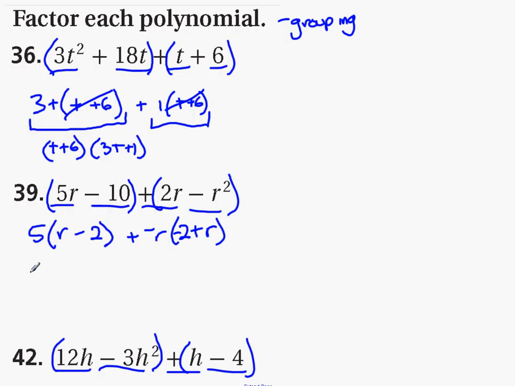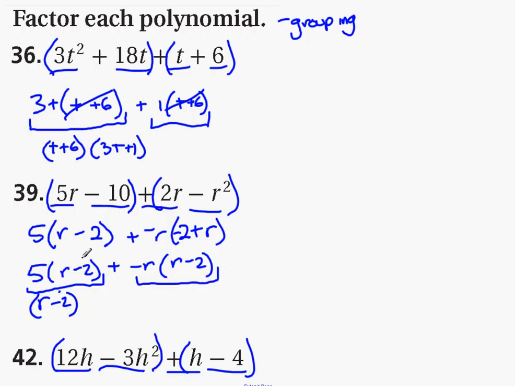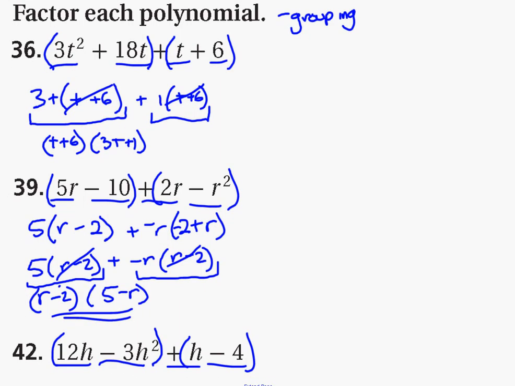And now, all of a sudden, I've got 5 times r minus 2 plus negative r times r minus 2. So here is my common factor between these 2 terms. So I have r minus 2. And if I cross those out, what's left is 5 minus r. There's that one. Okay?